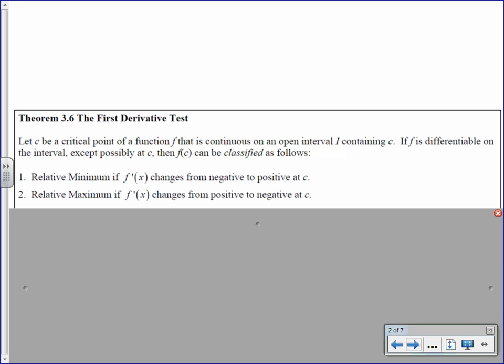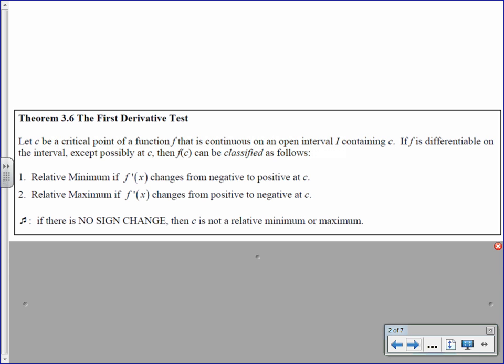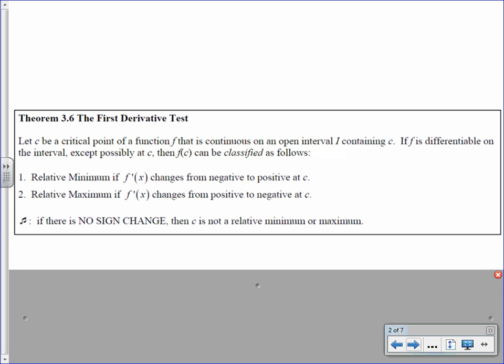Without looking at a graph, there are some critical points that will not be a relative minimum or maximum.